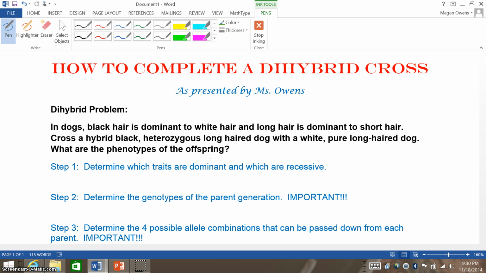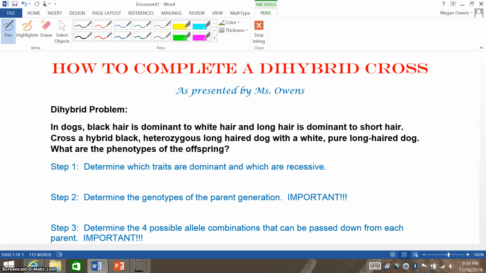Mono means one, so monohybrid crosses look at one trait. For example, they might look at height, whether you have a tall pea plant versus a short pea plant. They might look at flower color, red flowers versus white flowers. Or they might look at eye color, brown eyes versus blue eyes.